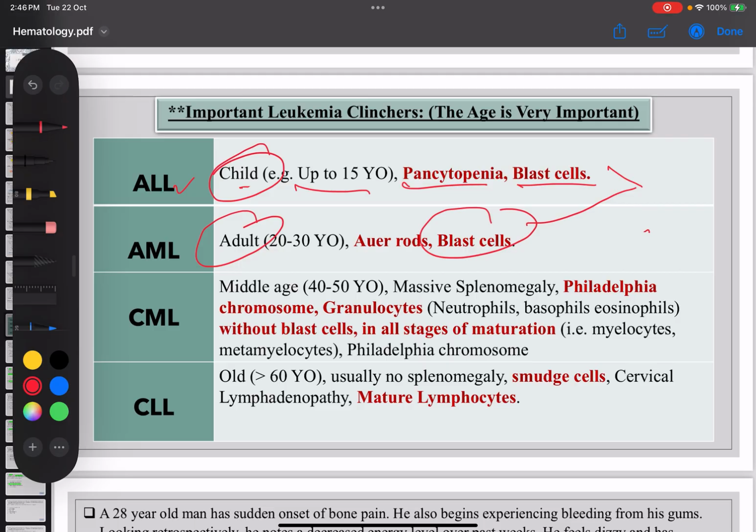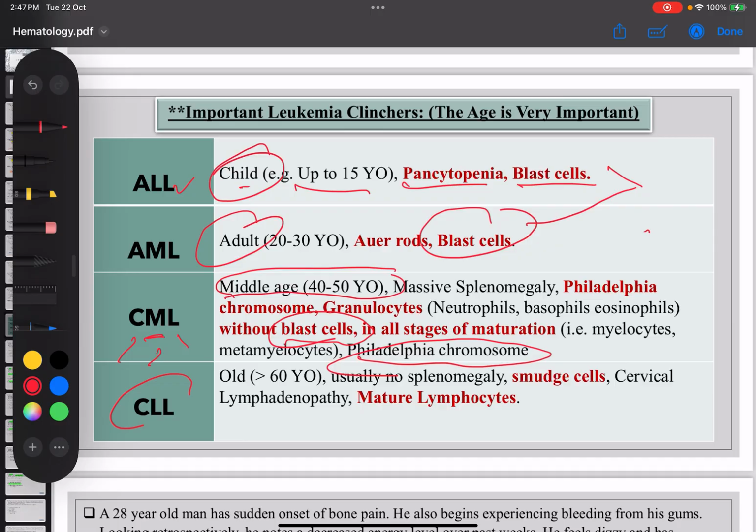Now coming into the chronic cases, in chronic myeloid leukemia, the M stands for middle age group, 40 to 50 years old, and crazy massive large spleen. You'll find splenomegaly, lots of WBC, but there will be no blast cell. You'll find the Philadelphia chromosome.